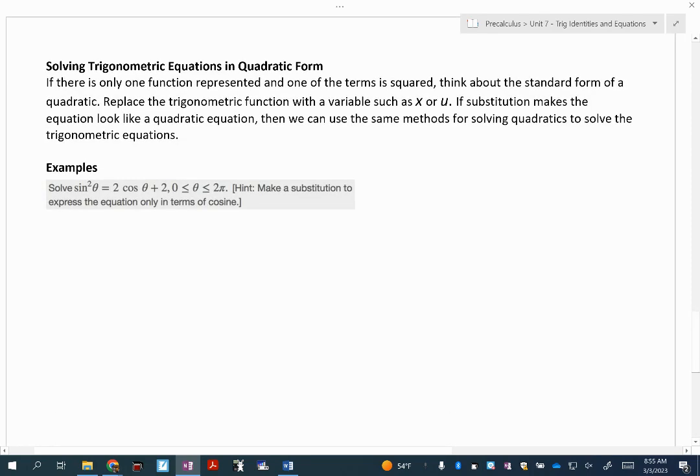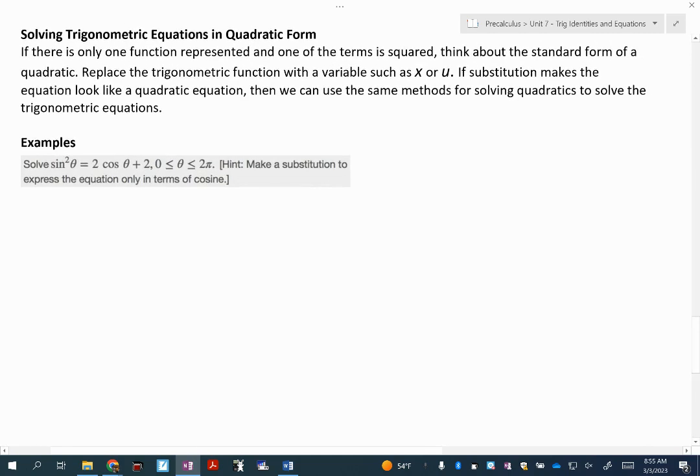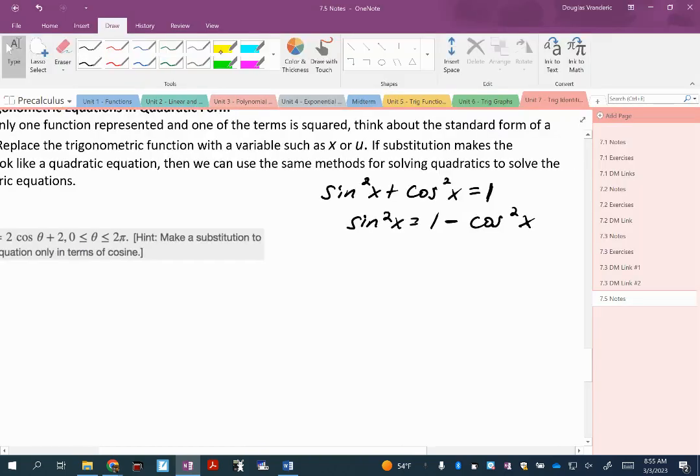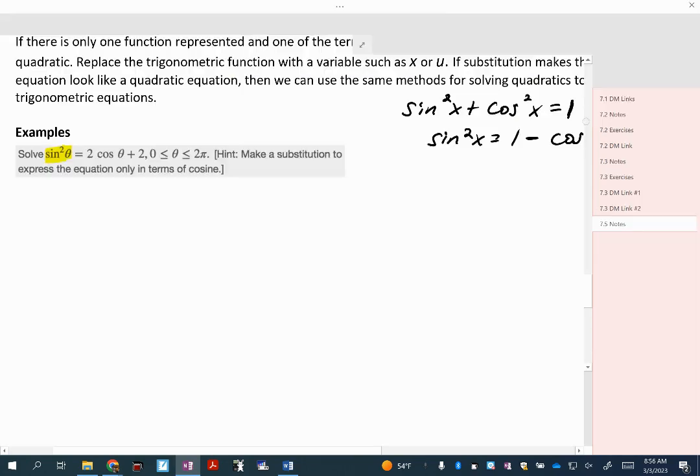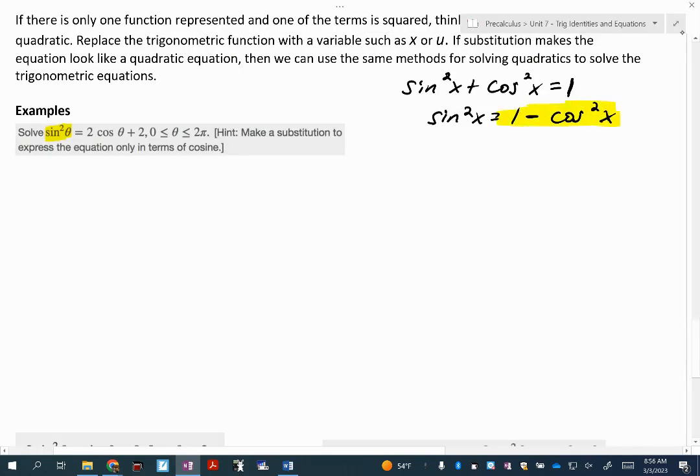Okay, so one thing I noticed is I've got sine squared and cosine. I don't want to deal with factoring with 2 different trig functions, so I'm going to use one of my Pythagorean identities, sine squared theta, or x, plus cosine squared x equals 1. And if I isolate this for sine squared, by moving the cosine squared over, I get sine squared x equals 1 minus cosine squared x. So I'm going to take this sine squared right here in the problem, and I'm going to replace it with 1 minus cosine squared theta.